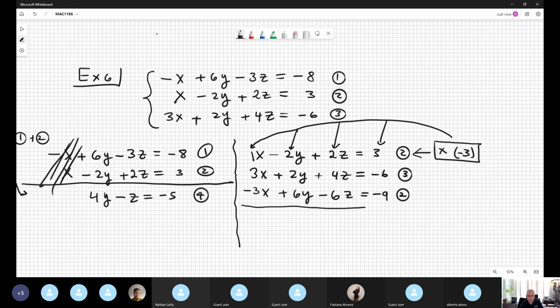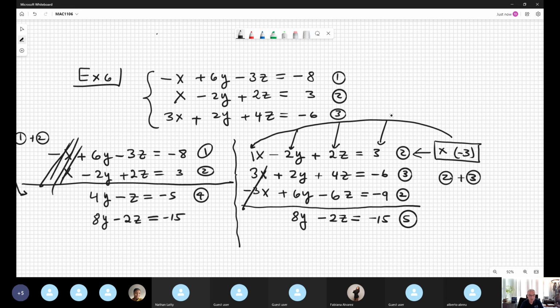But now I am ready to eliminate, adding 2 plus 3, again by column. This cancels. This was my intention. 2 positive and 6 positive is 8y. Minus 6 and positive 4 is minus 2z, equal minus 15. And this is my equation 5. You put together 4 and 5. Let me try: 8y minus 2z equal minus 15, and this is equation 5. I focus on this system.